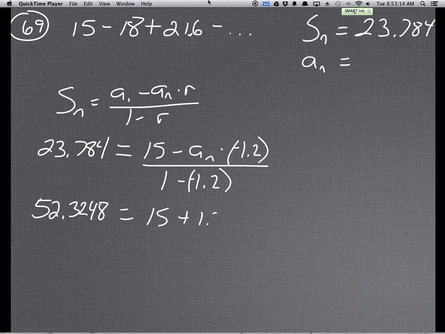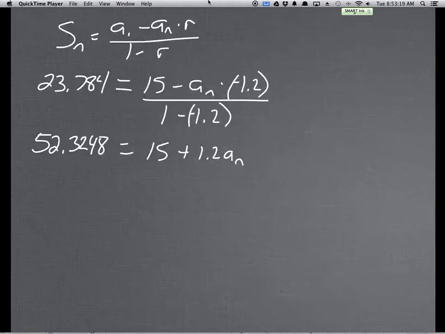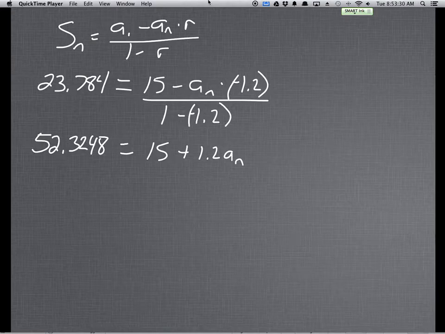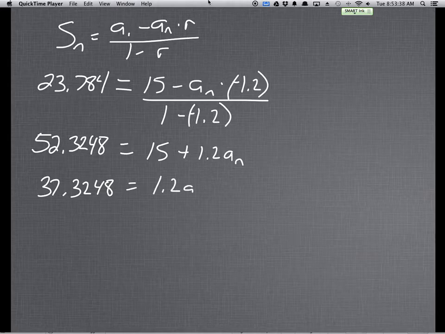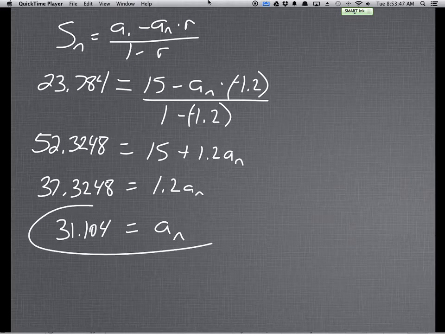1.2 times a sub n. Why? Because they're negative. I got two negatives over there, so it's going to end up being positive. Then subtract 15. If I subtract 15, that gives me 37.3248. And then to finish up, all I have to do is divide by 1.2. We end up with 31.104.